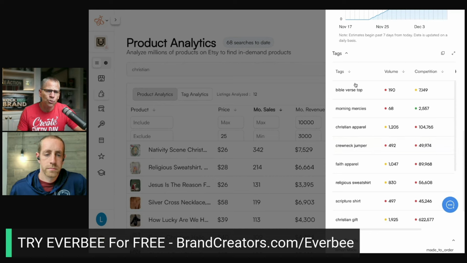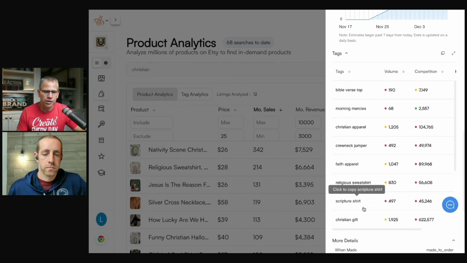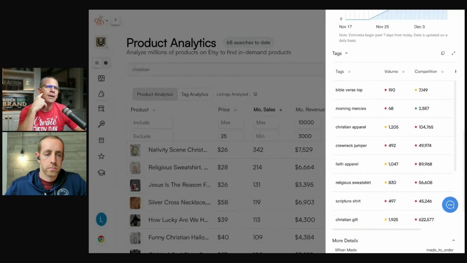The tags are built right in here, showing what they're using. So you might look at it and go, oh, Christian apparel, I'm not using that. Bible verse top, I'm not using that. Faith apparel, not using that. Maybe religious sweatshirt. Maybe I should get scripture shirt. Okay, Christian gift. So I'm getting ideas without just sitting here staring at the screen wondering what else I could put in there for a tag. Right, I'm getting intel from this.